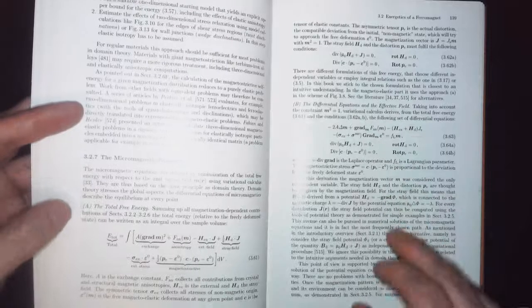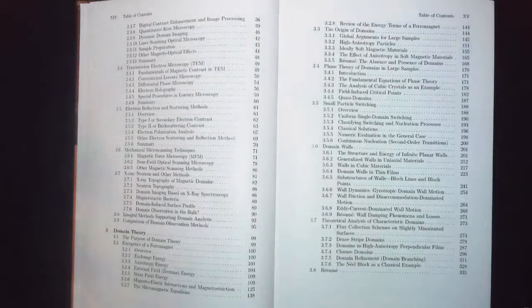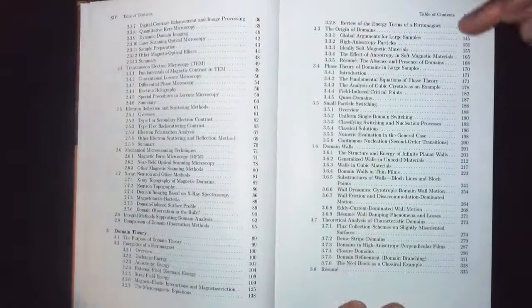And then you have different ways to look at it. Total free energy, differential equations, and the effective field. Because you have continuity relationships and things like that. You still have lots of little things to worry about.